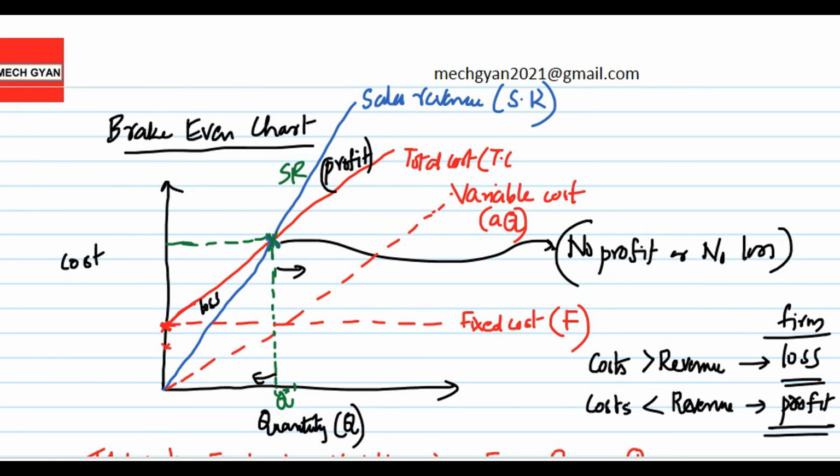So we will draw the fixed cost first, then we will draw the variable cost. Total cost will be fixed cost plus variable cost. Break-even quantity corresponds to the point of intersection of the total cost curve and the sales revenue curve.